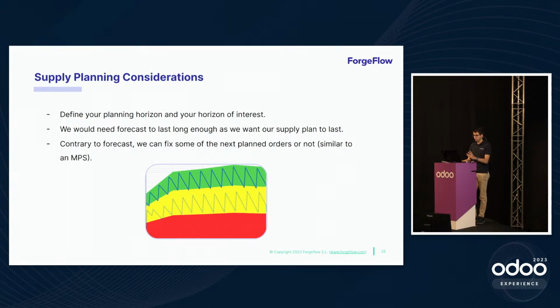One final comment: contrary to a forecast, we can fix some of the planned supply orders in the plan and let the system project without touching them. So work around them and see the effect of that. So we can have a freeze period, maybe let's say 3 months, but then you even have a longer planning that is more dynamic from the 3 months and on.